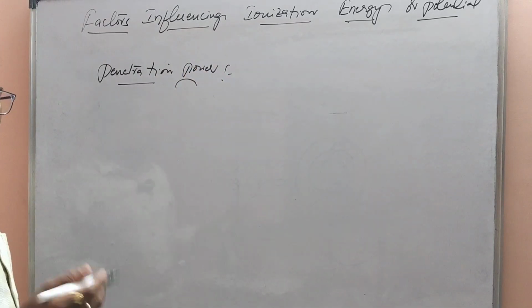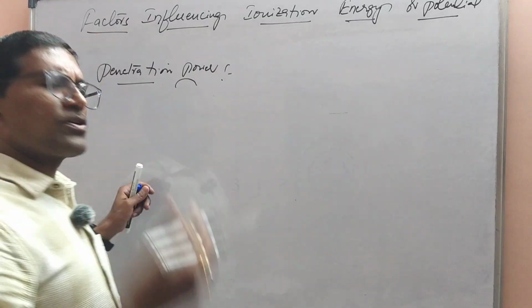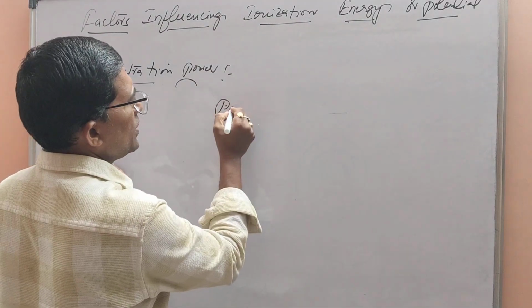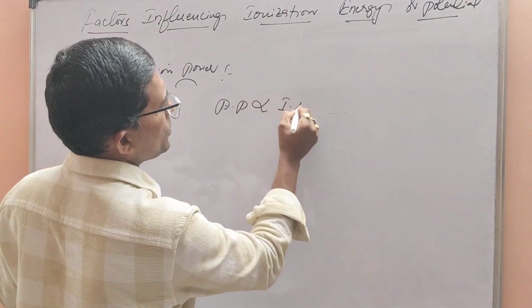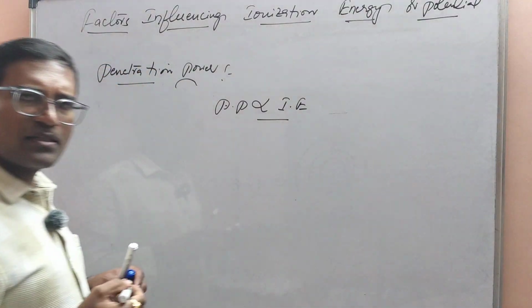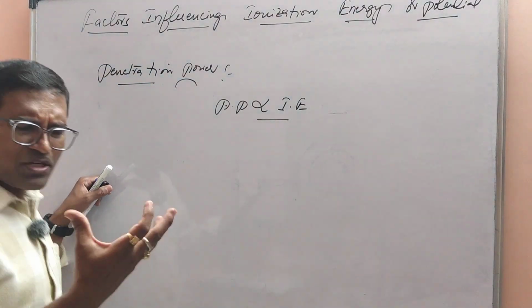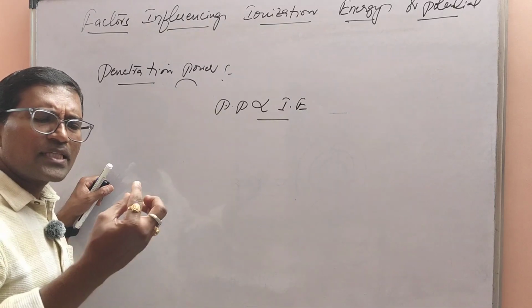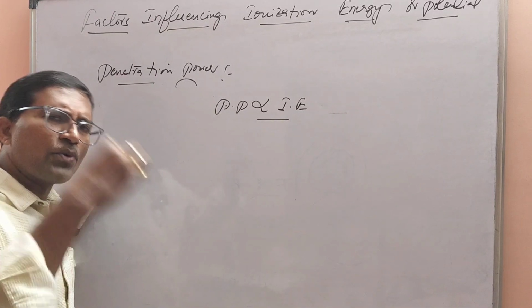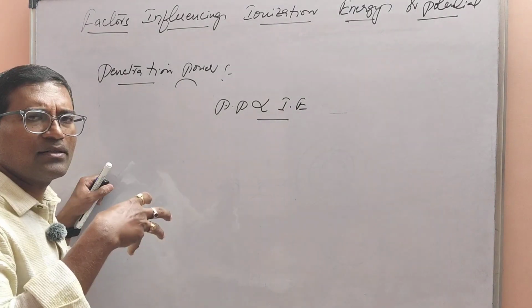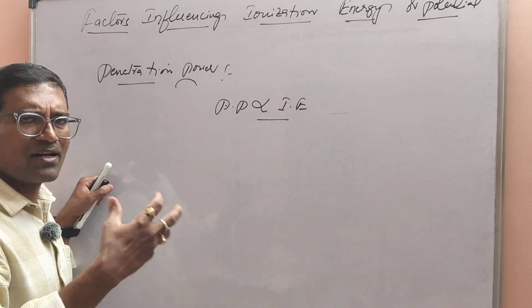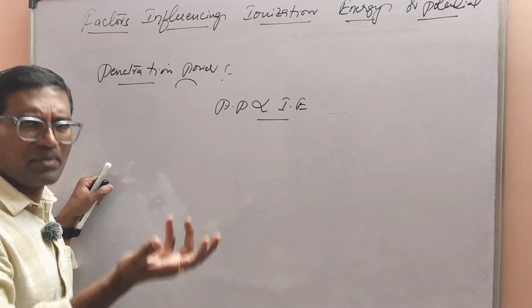As the penetration power is increasing, ionization energy also increases. Penetration power is directly proportional to ionization energy, sir. What is the meaning of this, sir? We are not understanding. Penetration power in the sense is the ability of an electron to enter into a given energy level, shell or subshell. Okay, maybe it is the orbital.